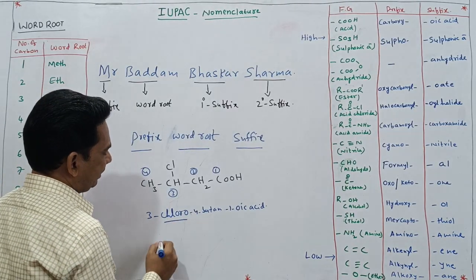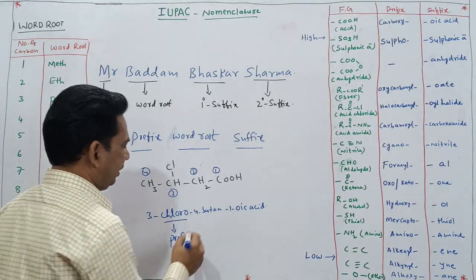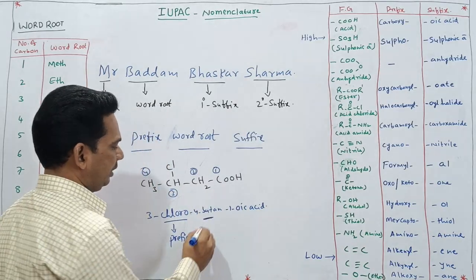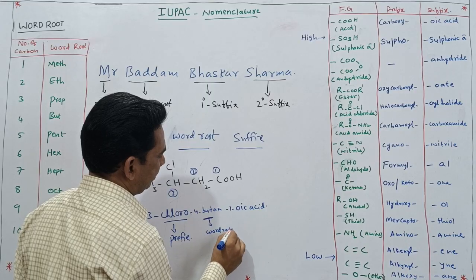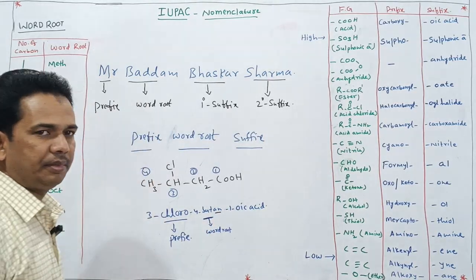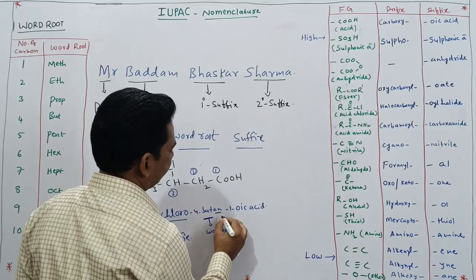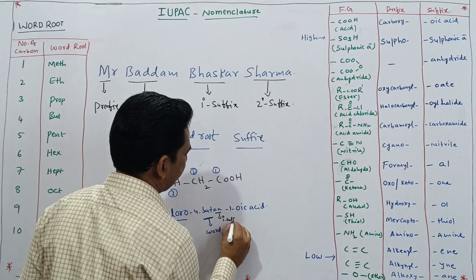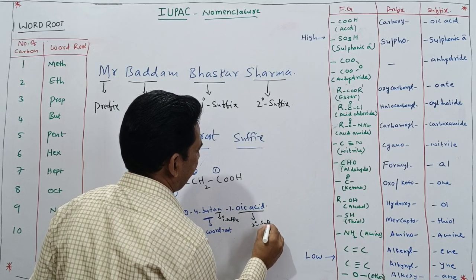Then this chloro is called the prefix. Then but, only but. But is nothing but 4 carbons. But is the word root. Then here you are observing, n is nothing but the normal chain. It is saturated. Then this is the primary suffix. This oic acid is the secondary suffix.